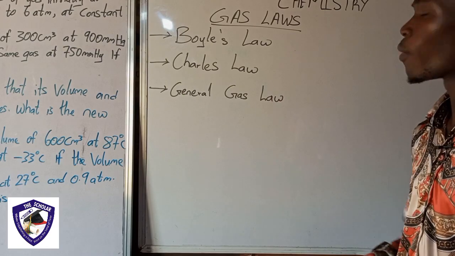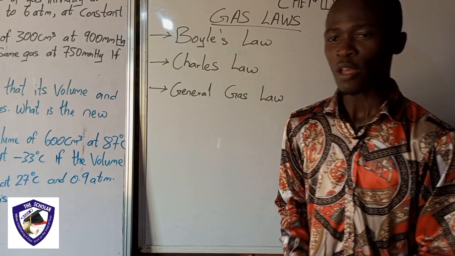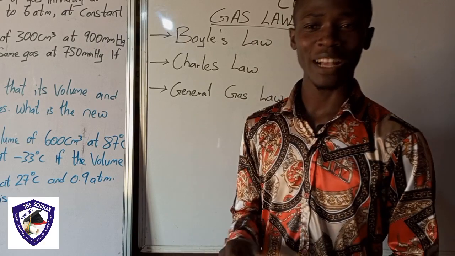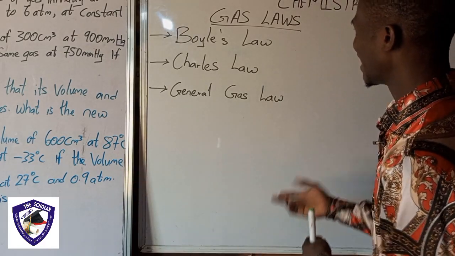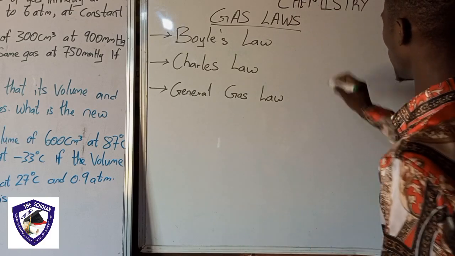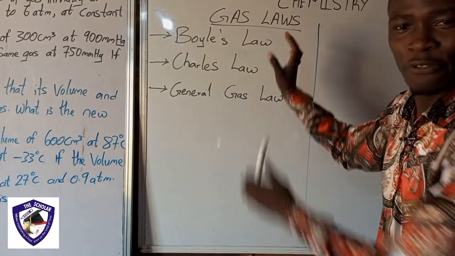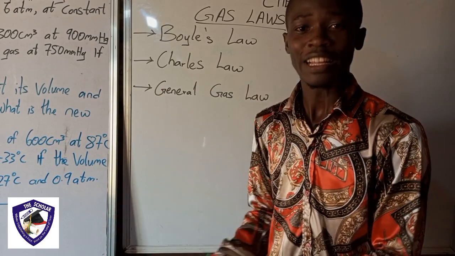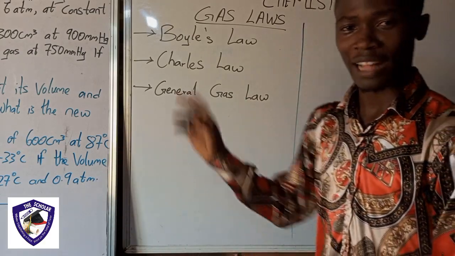Now, Robert Boyle conducted an experiment and showed the relationship between the pressure and volume of a gas. Boyle's law states that the volume of a given mass of gas is inversely proportional to the pressure at constant temperature. What Boyle's law is trying to say here is that at constant temperature, the volume of a fixed mass of gas is inversely proportional to the pressure. Or you can say the pressure of a fixed mass of gas is inversely proportional to the volume at constant temperature.